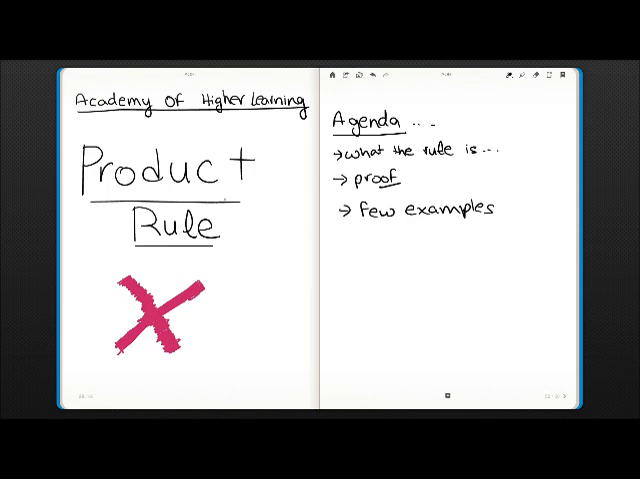In this video I will be talking about the product rule. So basically in today's agenda I will be showing you what the rule is, followed by the proof, and as usual a few examples. So let's start.